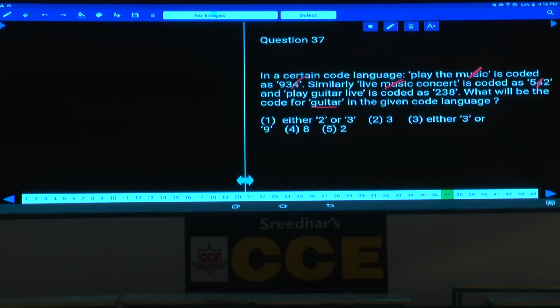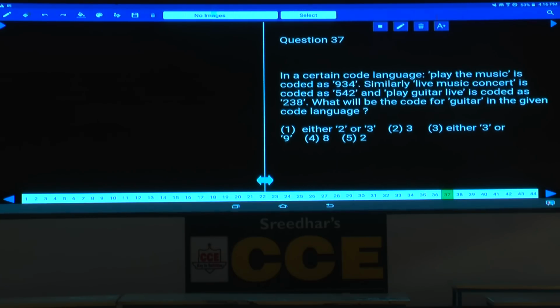And similarly, play guitar live. Now play guitar live, play is at the first place, here 9 is at the first place, and here play guitar live, here 9 is not there, isn't it? Hence these elements are not corresponding to each other. Then we need to find out guitar. Now play guitar live, only in this statement we are having this guitar. Now find out the code to the word play. Tell me what is the code to the word play here?